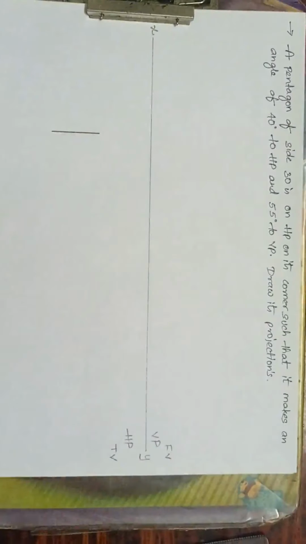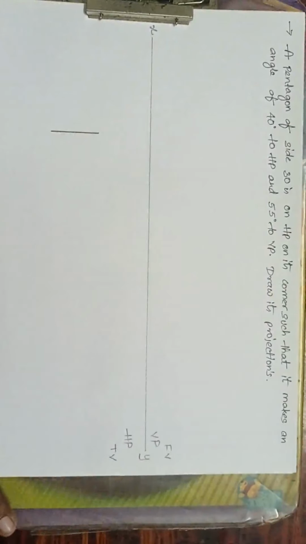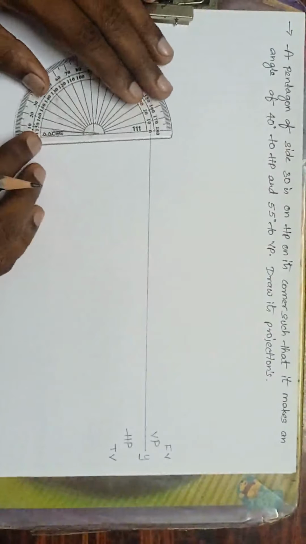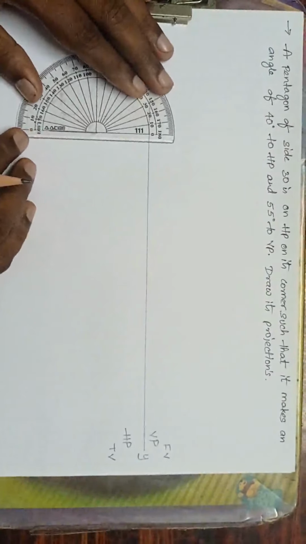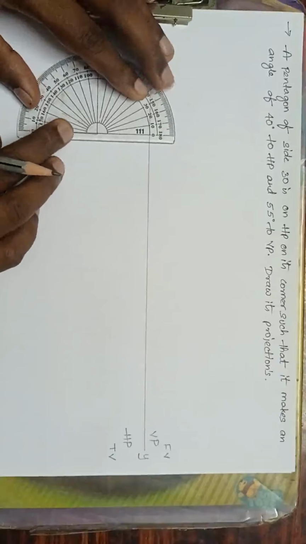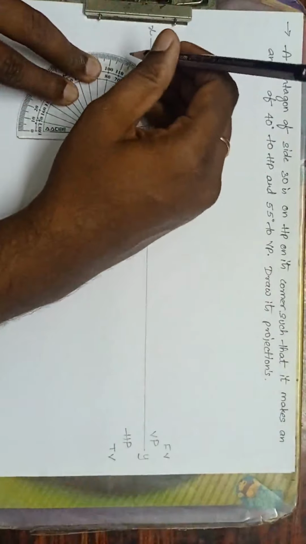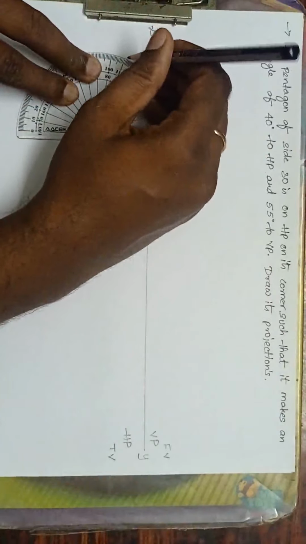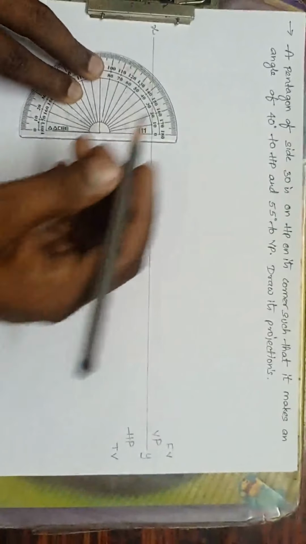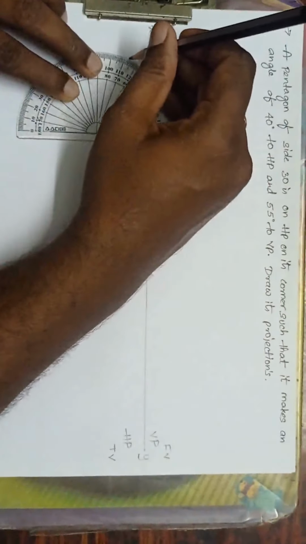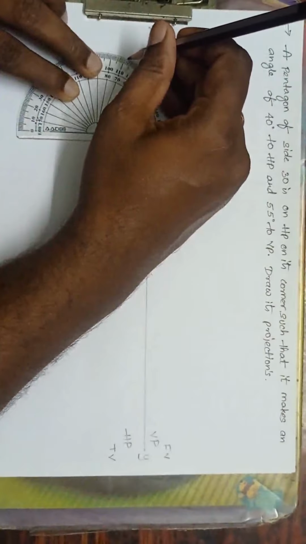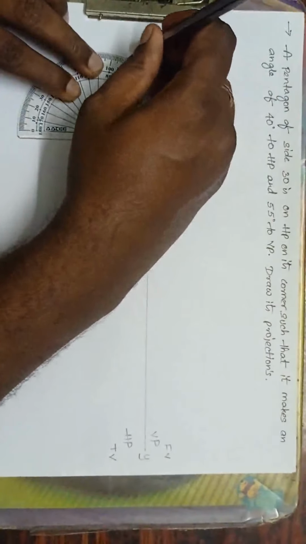So what I will do? I will take 72 degrees. So here the angle, you have to take very, very carefully. Not even 73 degrees, it should be 72 degrees. So we have to put very, very carefully. This is 72 degrees. Done.